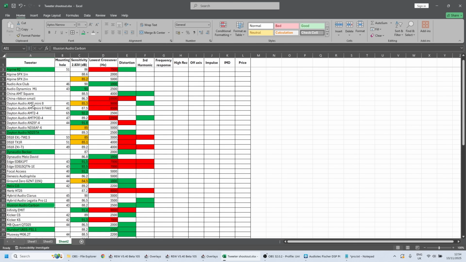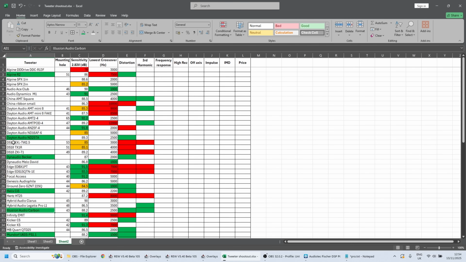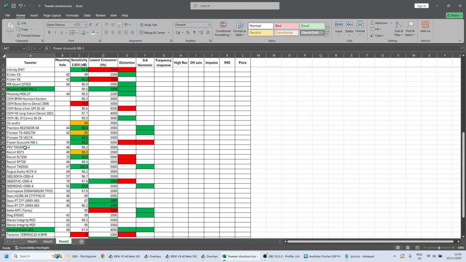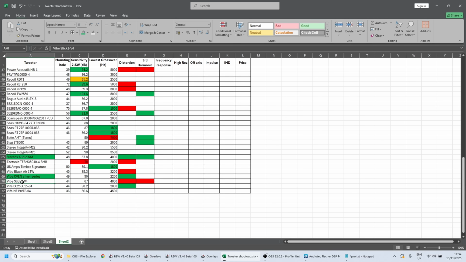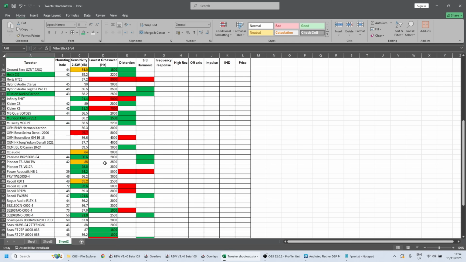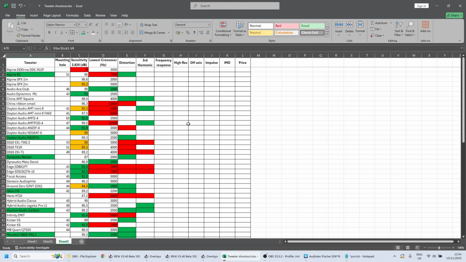Well done. Disappointing ones, let's rank them. Well, it's not necessary. DS18, both Edge, Power Acoustics, obviously one of the worst, and Vibe Slick. These are the bad ones. But yeah, that's it for this one.